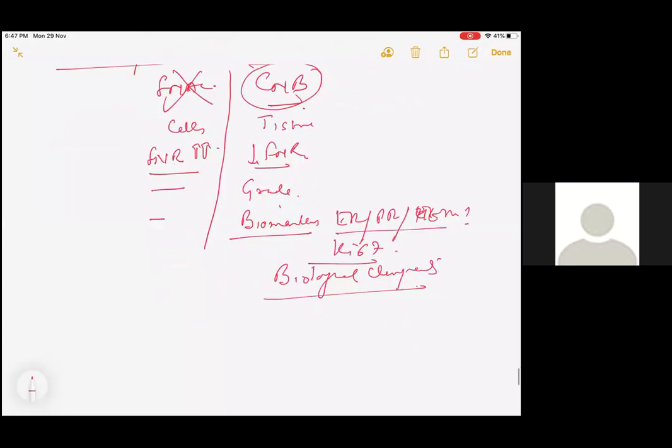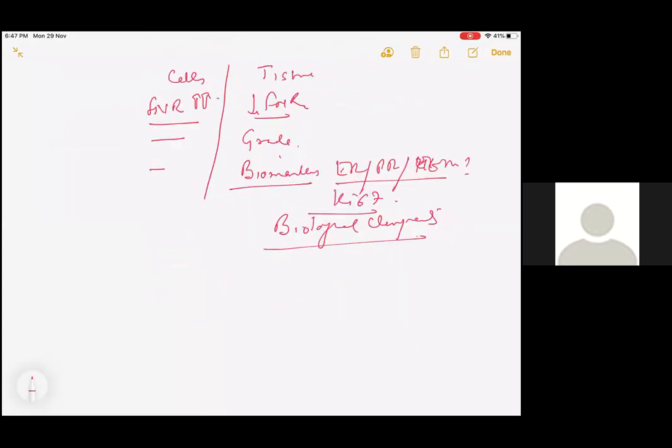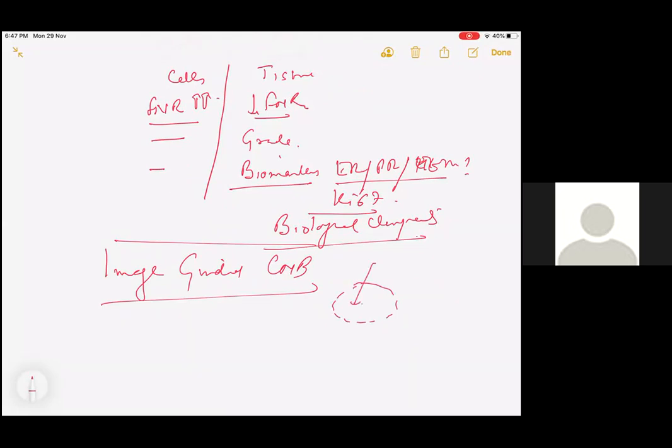Is that enough? Again, I'm qualifying. Image guided. That's a recommendation. And you should not be surprised. Sometimes you can argue that there's a large lesion, why bother? But you can still be hitting the necrotic area or non-representative area. So your answer in the exam should be image-guided core-needle biopsy.